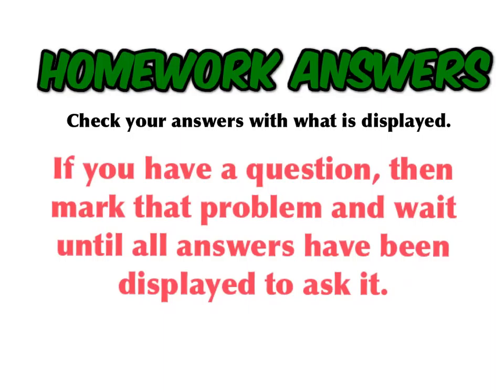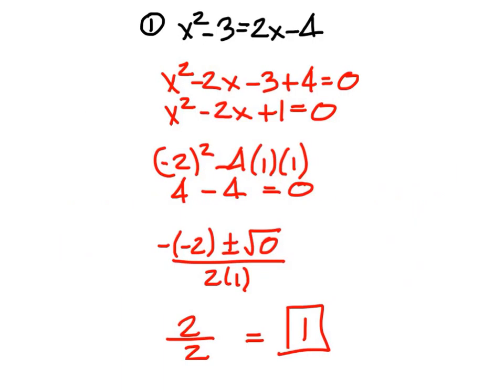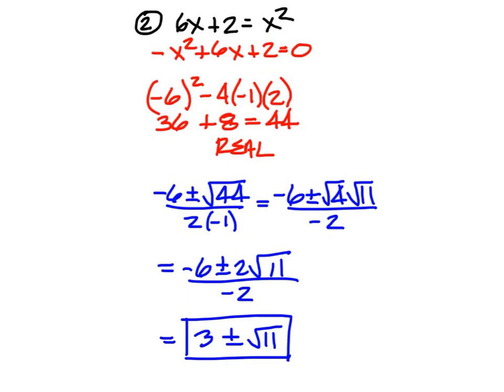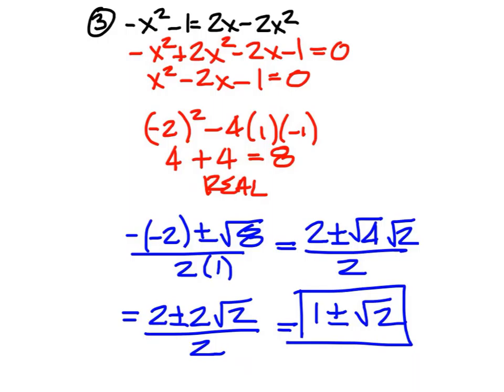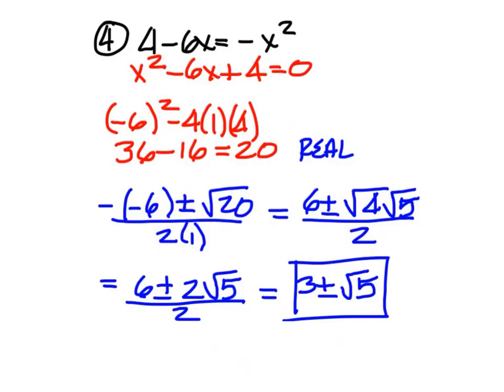Here are the answers. We'll go through these first, and then we will go over anything you need to have explained afterwards. Number 1 is 1. 2 is 3 plus or minus square root of 11. 3 is 1 plus or minus square root of 2. 4 is 3 plus or minus square root of 5.